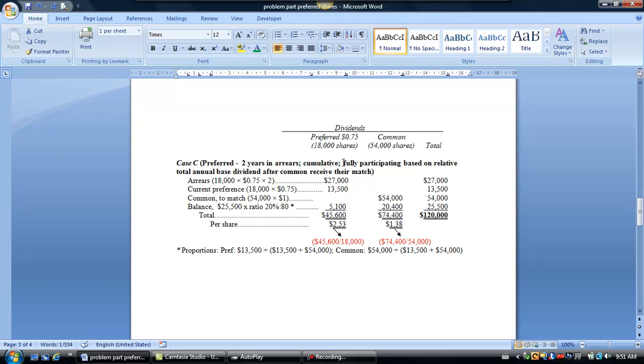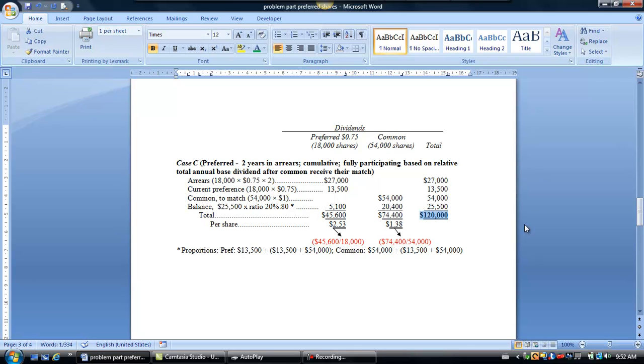And here we have that the preferred shares are not only cumulative and in arrears for 2 years before the current year, they're fully participating, but their participation is going to be based on the relative total annual base dividend, that's the dollar-based dividend for the current year, after the common received their match. Now in this case, we were told that we're going to allocate a total of $120,000 in dividends that have been declared this year. So now what are we going to do with this question?